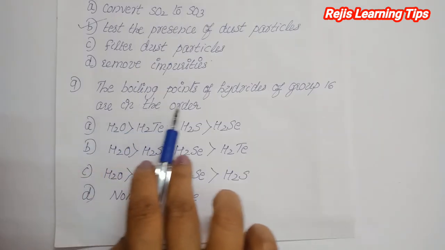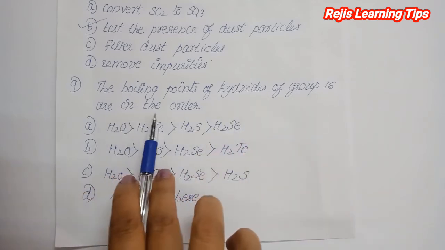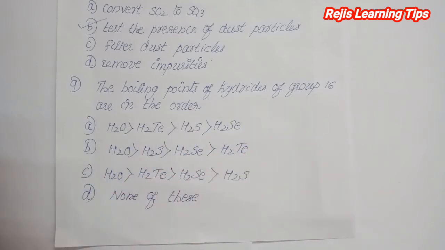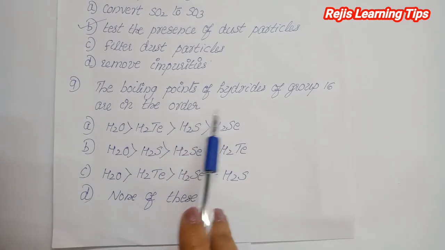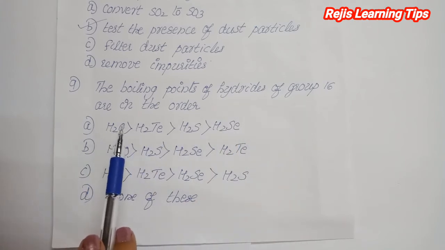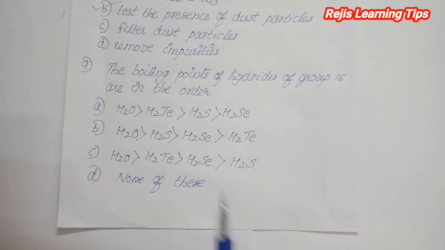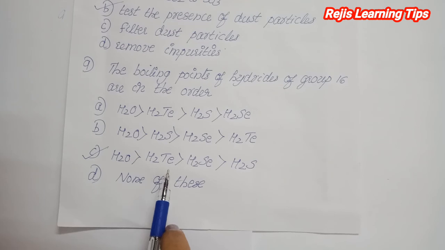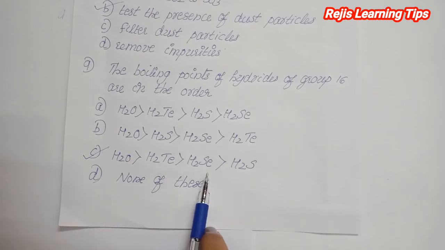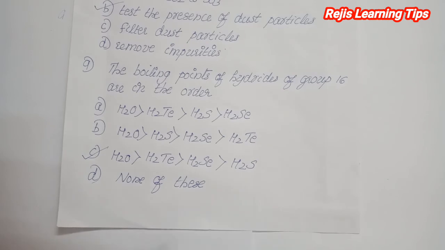The ninth question. The boiling points of hydrides of group 16 are in the order. Options are given here. The boiling point of the hydrides of group 16 is directly proportional to the van der Waals forces. As we go down the group, the size of the atom increases and hence the strength of van der Waals force increases. Thus the boiling point increases down the group. So our option C, H2O greater than H2Te, which is greater than H2Se, which is greater than H2S.